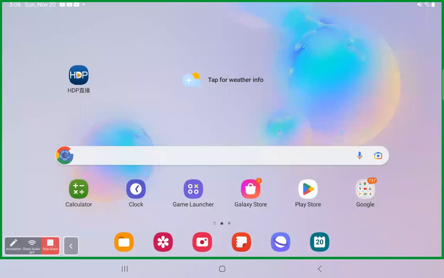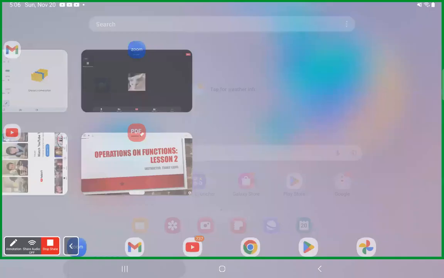Start recording and share my screen. Okay, where's the PDF? This one.